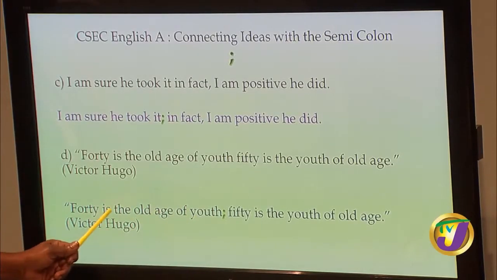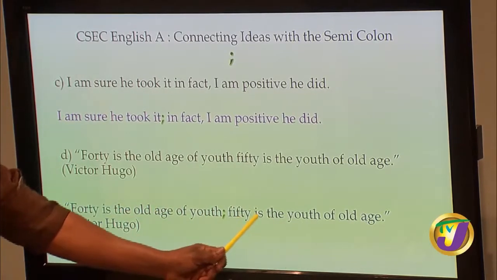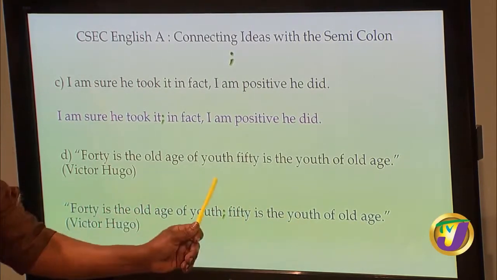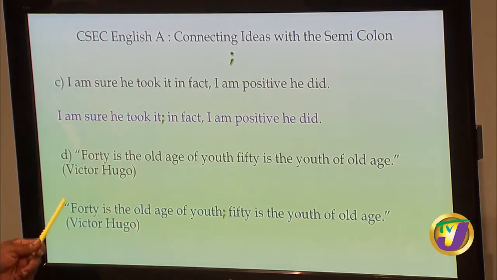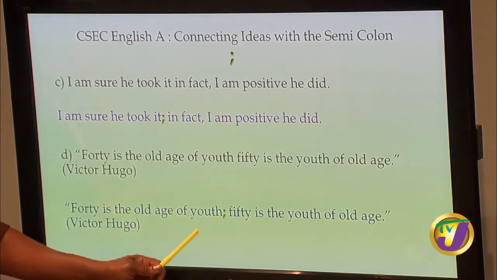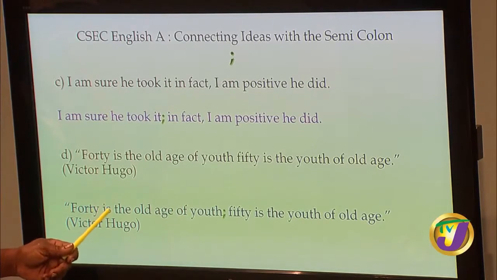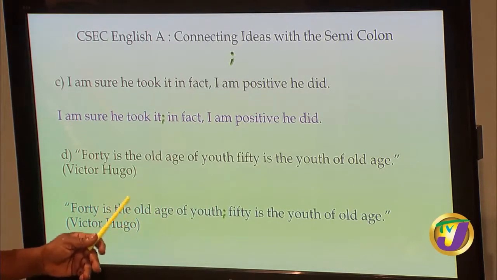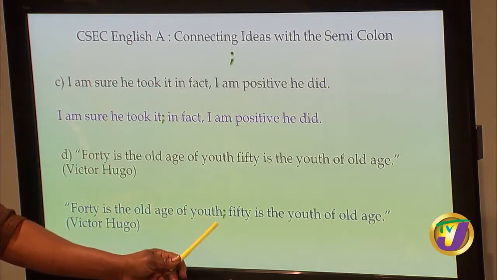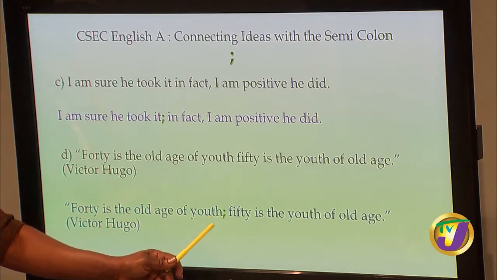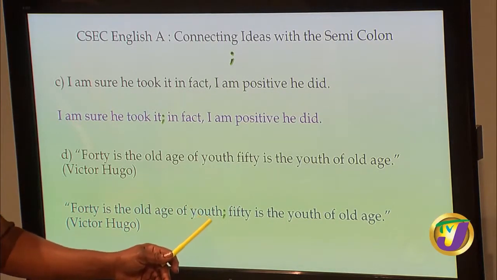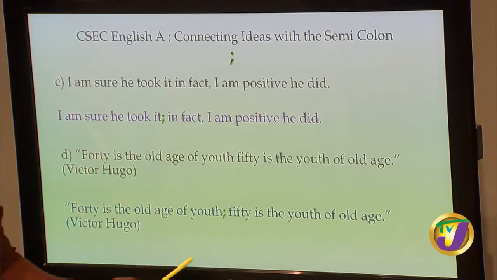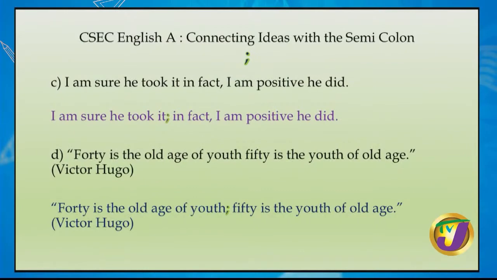So this is a sentence. This is a sentence. 50 is the youth of old age. You could cut the sentence right there. 40 is the old age of youth, but there's really a connection, right? Because you're speaking of two aspects of age, of aging. So you connect because they are both expressing contrasting ideas in relation to the same thing. All right then. Okay, so we're going to move on.